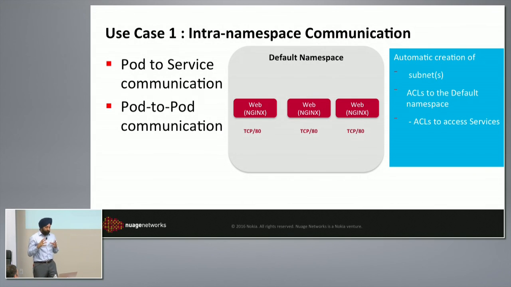Then, within Kubernetes, I talked about services. So we also automatically create ACLs so that when pods need to reach out to a service, the ACLs are already in place. Like I said, the developer has to do nothing in this scenario. They just have to come up, and they will automatically get an IP. You still get the IP per pod and all of that. But behind the scenes, we're doing a lot of the heavy lifting.